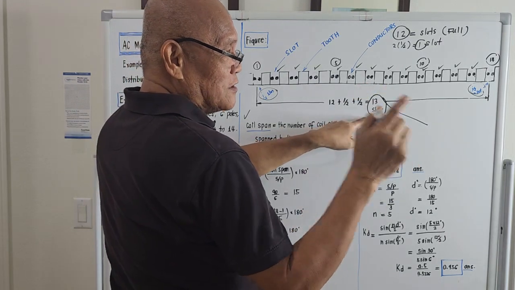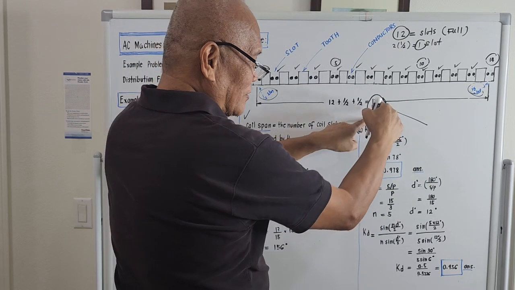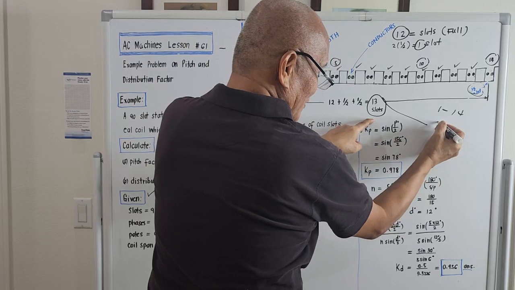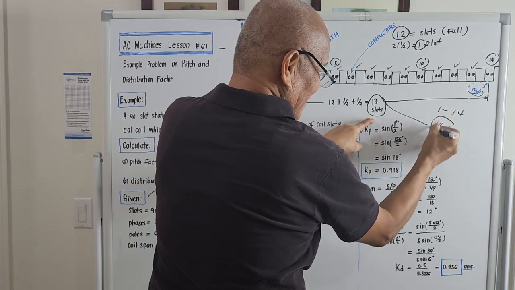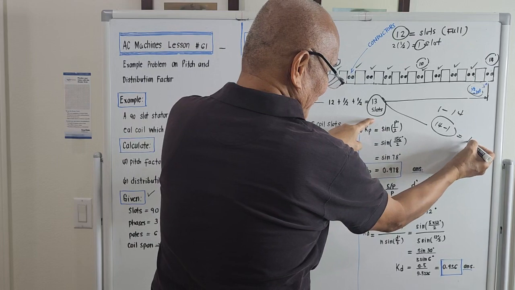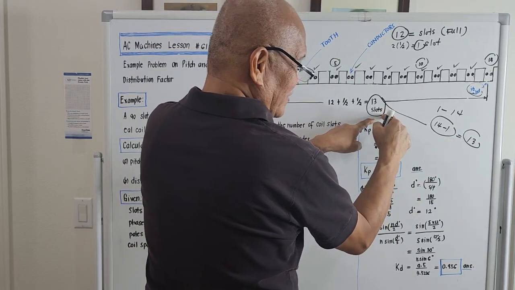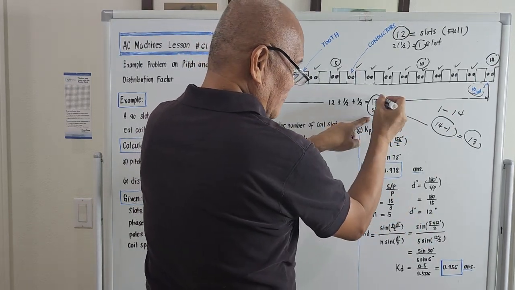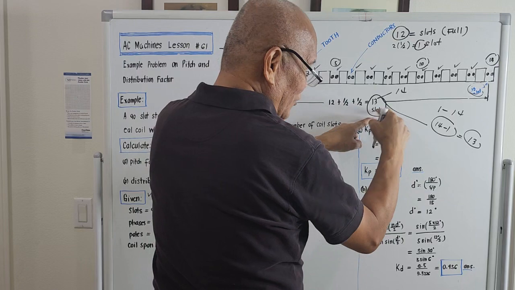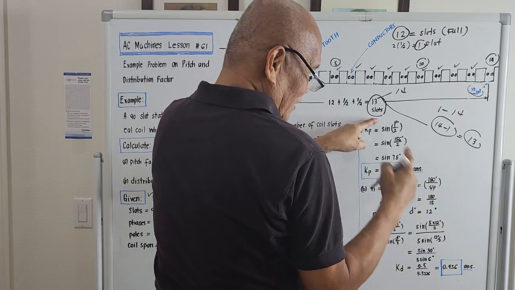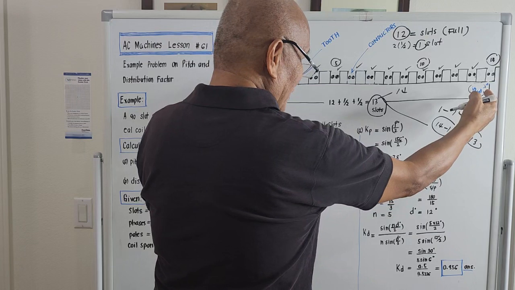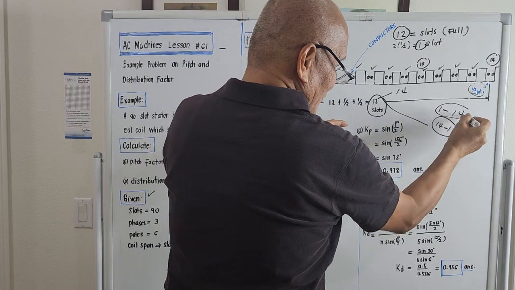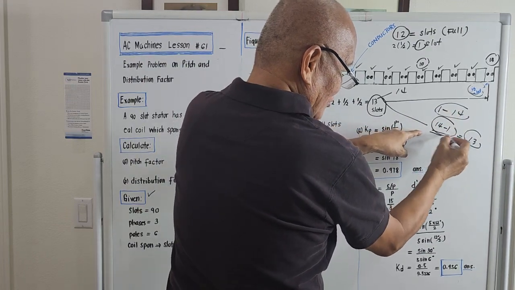The general formula to compute this 13: we are given slot 1 to 14, so it should be 14 minus 1, which is equal to 13. I made the mistake in lesson number 60. I made this simply 14. It should be 14 minus 1. The proper way to compute the coil span is the given slots minus 1. So it should be 14 minus 1, so it should be 13.